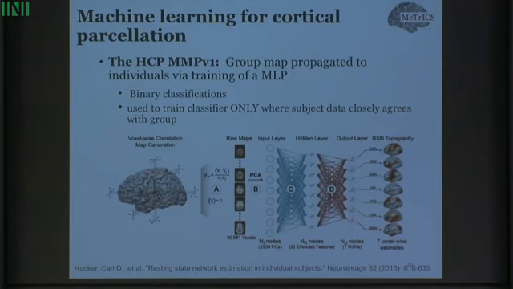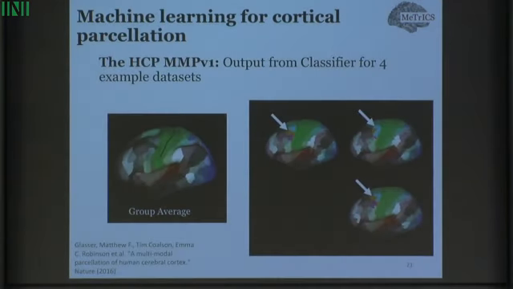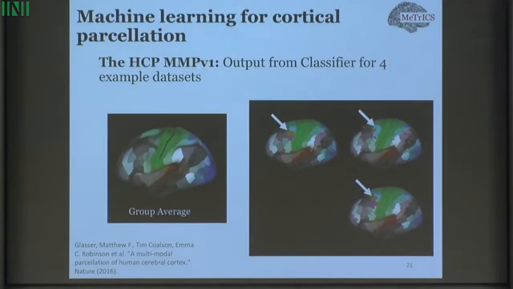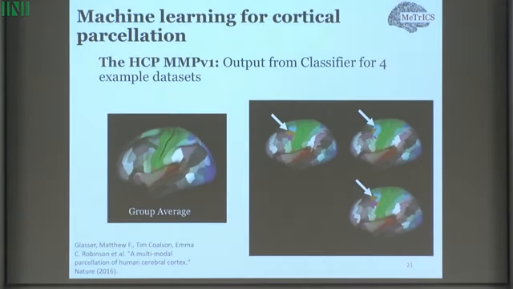And we're able to capture individual variability by only training each classifier on data where the individual subject's data agreed very closely with the group average. And this then generated these very individually tailored parcellations of the cortex for individual subjects, where all this data is registered. So you can see there's a high degree of individual variability left after image registration.